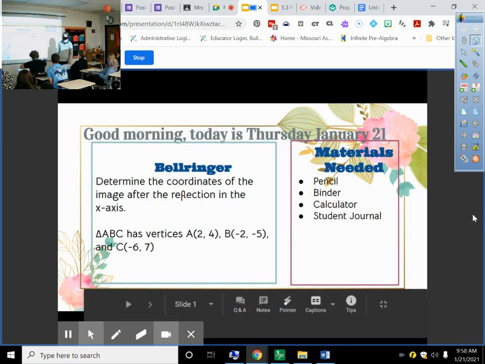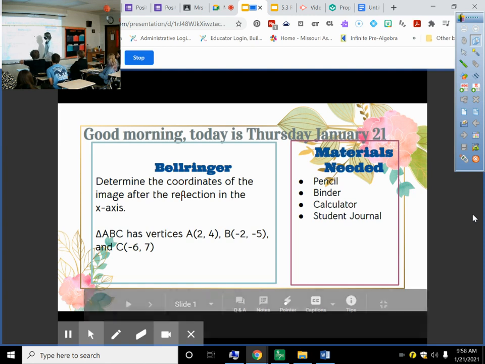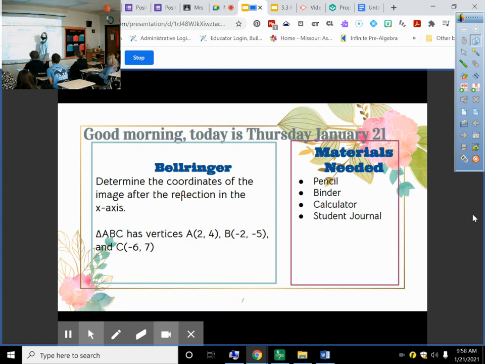Alex's going to explain to us how he did the bell ringer. Let's pay close attention in case anybody made a mistake. Go ahead. That means to change the sign of the y coordinate, so I just changed the sign. That's how I got it.